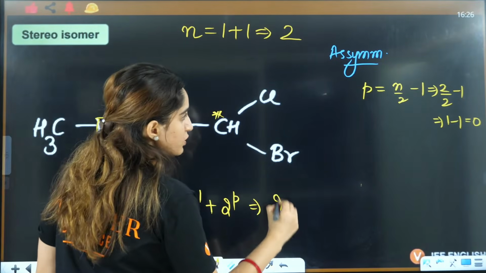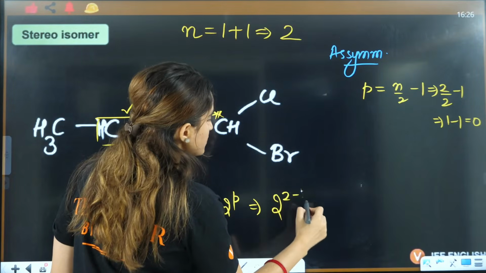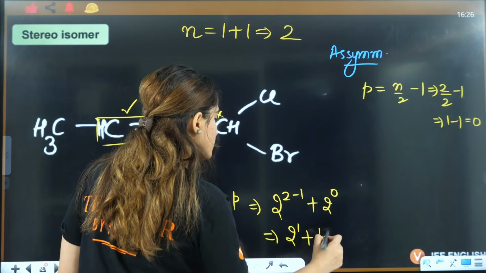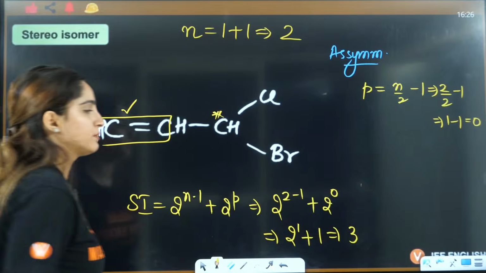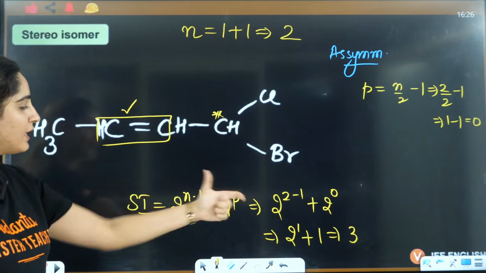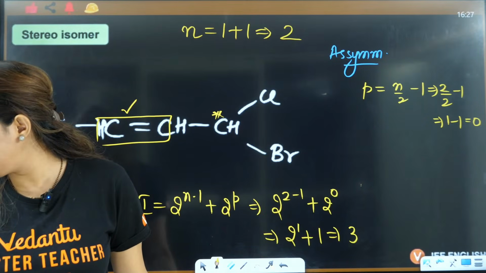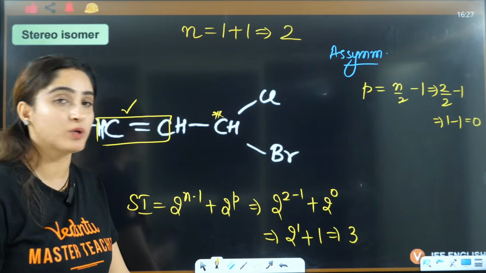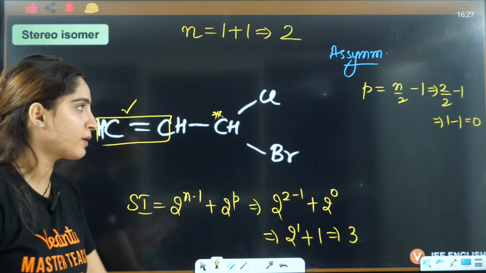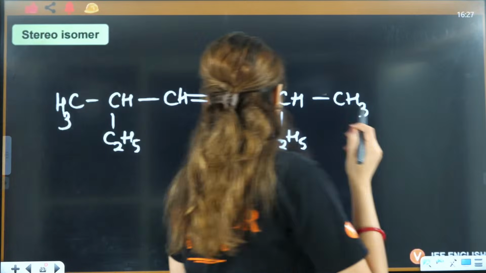So it is going to be 2 raised to power n minus 1, what is it? N minus 1 is 2 minus 1, plus 2 raised to power 0. So this is 2 raised to power 1, this is 1. So this is going to be 3. So total, 3 stereoisomers you will have in total. Okay everyone? 3 stereoisomers you will have in total. These I am talking about stereoisomers, that is optical plus GI. Okay? That's how you are going to calculate it. Now what about this one?